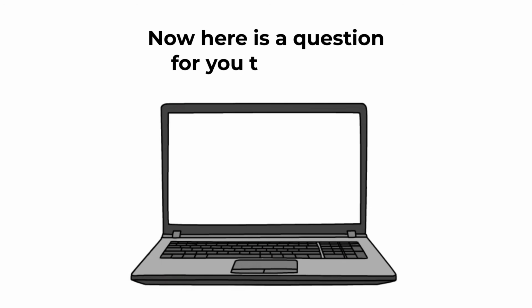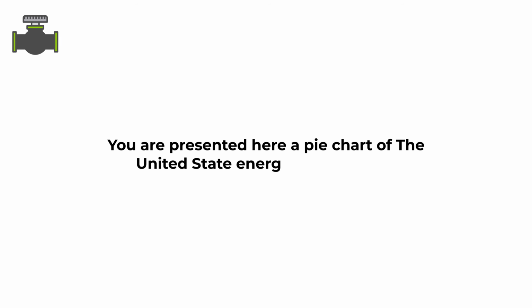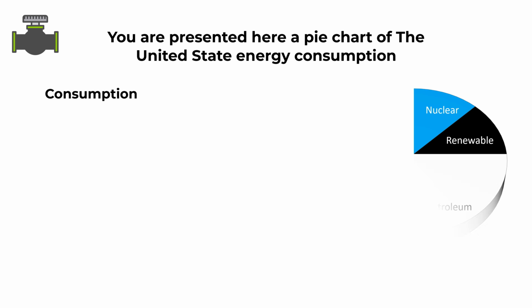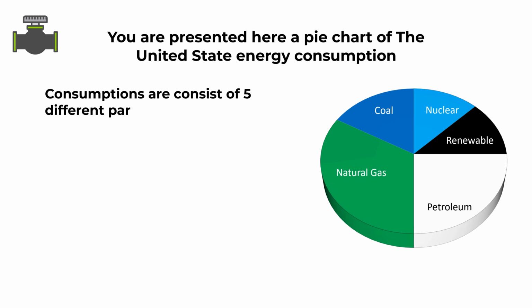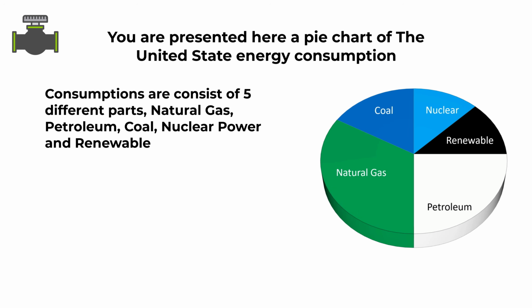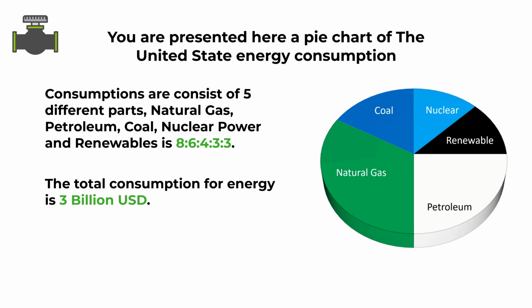And now here's the question for you to practice. You're presented with the pie chart of United States energy consumption. Consumption consists of 5 different parts: natural gas, coal, nuclear, renewables, as well as petroleum. The ratio between natural gas, petroleum, coal, nuclear power, and renewables is 8 to 6 to 4 to 3 to 3. The total consumption for energy is $3 billion.